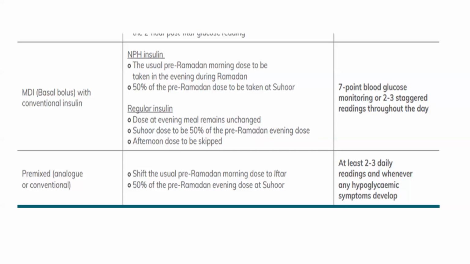For patients who are on MDI with the conventional insulin, again, recommendation for testing is 7-point blood glucose monitoring or at least 2 to 3 staggered readings throughout the day. What if the patient is on a pre-mixed insulin, whether it is analog or conventional?